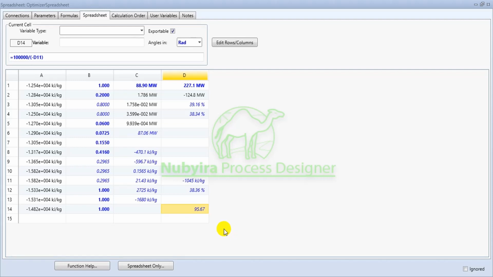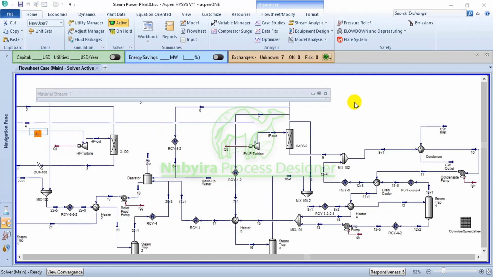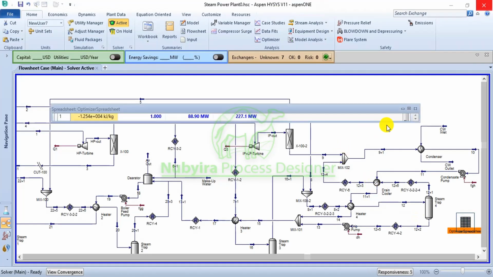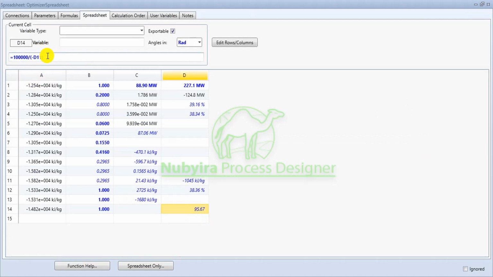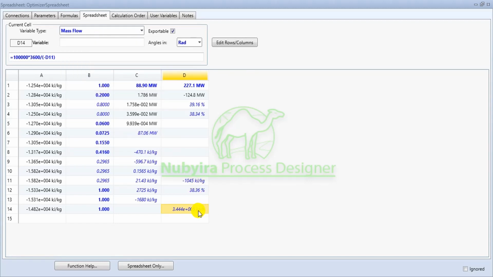of steam to get 100 megawatts. You understand? And currently our steam rate is again not in per second, it's per hour. This 3 e raised to power 5 kilograms per hour. To change this to per hour, I'm going to multiply the per second value by 3600. So you have this 3.4, kilograms per hour. So you can name this one mass flow, kilogram per hour. So this is the steam rate for 100 megawatts. This is the steam rate that is needed for 100 megawatts according to this system.